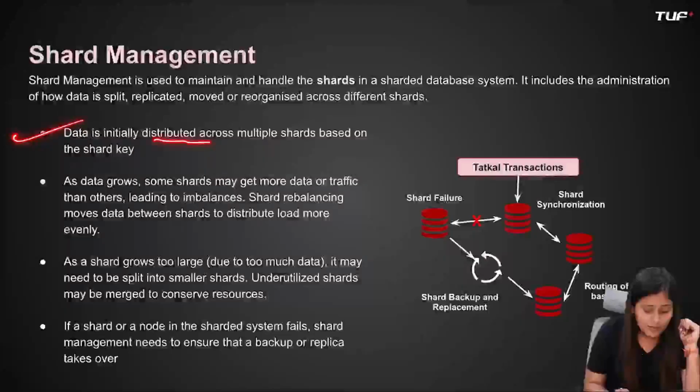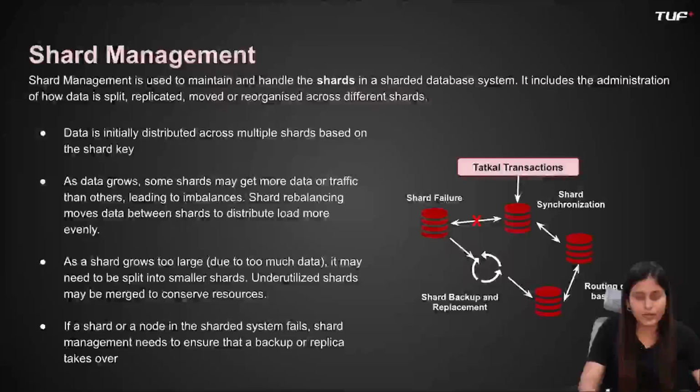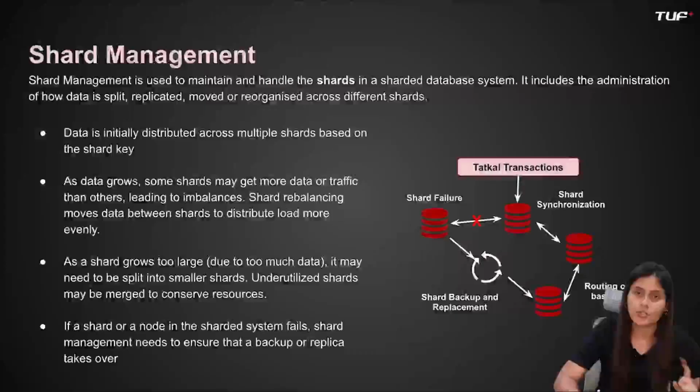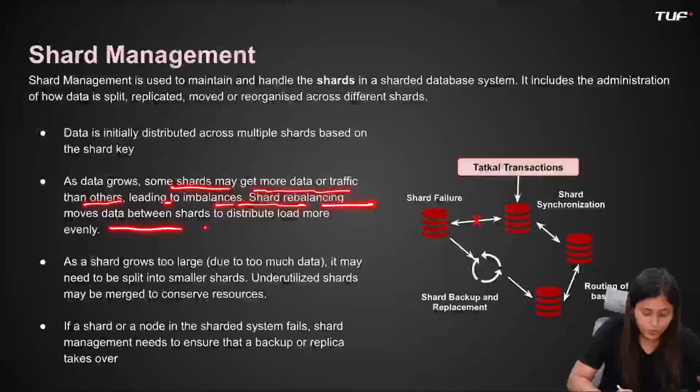Data is initially distributed across multiple shards based on the shard key. We know this is the process: first, some data will come, and based on the shard key, it will be routed to the correct shard. As data grows, some shards may get more data or traffic than others, leading to imbalance. Shard rebalancing moves data between shards to distribute load more evenly.